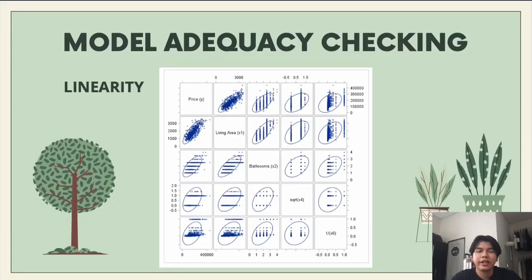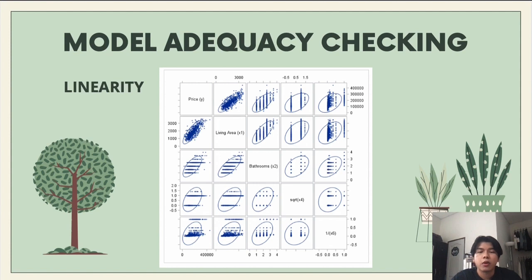Now, I will explain the model adequacy checking for part B. So for linearity, the scatter plot matrix above shows the scatter plot of dependent variable price and independent variables, which are total area of living rooms, number of bathrooms, number of fireplaces, and age. Based on the figure above, the scatter plot pattern has been described after transformations. Transformation has been done to the number of fireplaces and age to get a linear relationship with price.